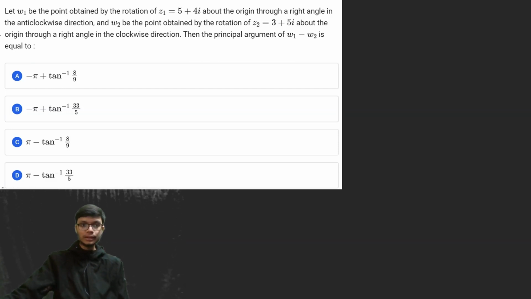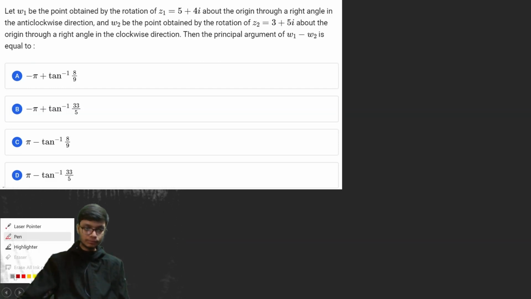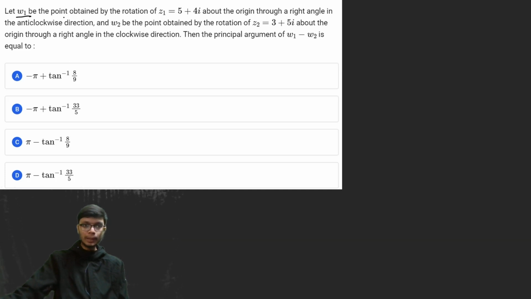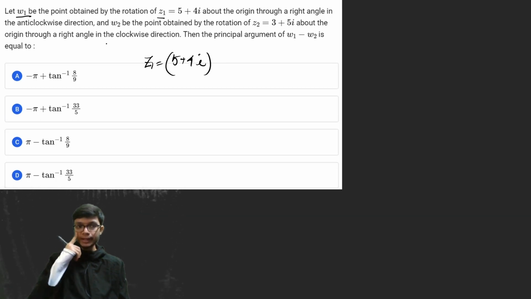It is said in the problem that W1 is a point obtained by the rotation of Z1, where Z1 is the complex number 5 plus 4 iota, about the origin through a right angle in the anti-clockwise direction. Similarly, W2 is the point obtained by the rotation of Z2, that is 3 plus 5 iota, about the origin through a right angle in the clockwise direction. Then you have to find the principal argument of W1 minus W2.